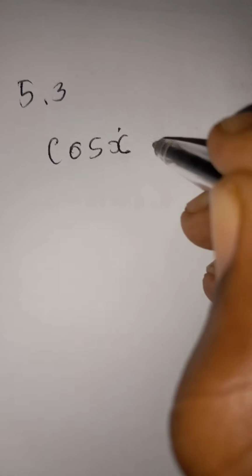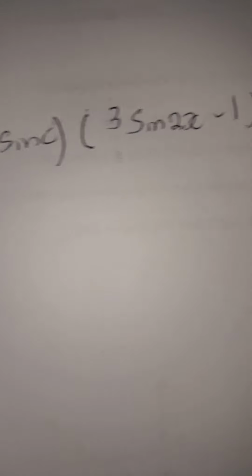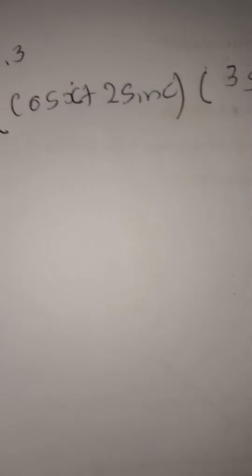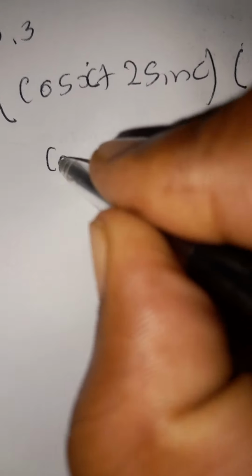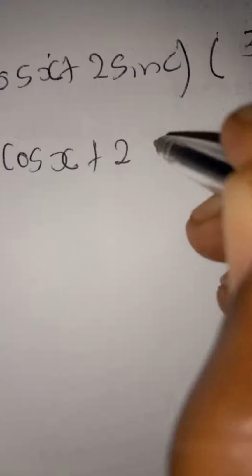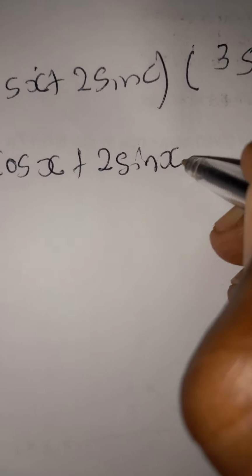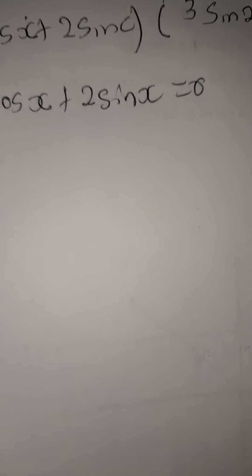As I've stated, remember, we are at 5.3. We have cos x plus 2 sin x equated to 0. So, okay, let us put this. We have 3 sin 2x minus 1 equated to 0. So we will have to take this into brackets, take this out of brackets, then we are going to say cos x plus 2 sin x is equated to 0. So let's work out this first, right?